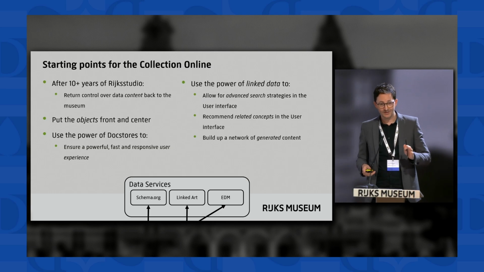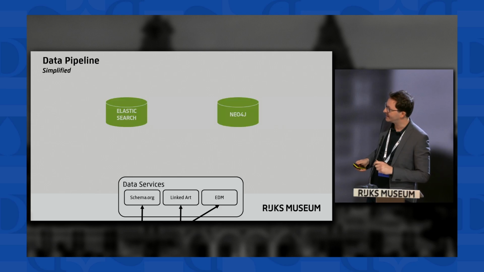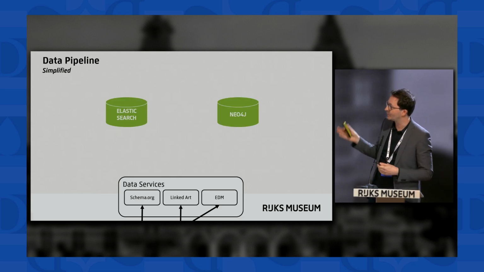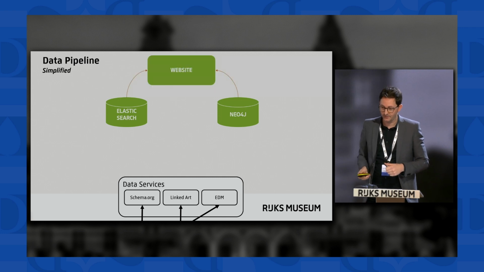So, Antoine promised you architecture diagrams. Here it comes. So we have that data services pipeline, and as mentioned before, we knew we had 2 sides to that. So we need a document store, that's Elasticsearch, that was also a core part of the technology stack for Rijksstudio, and we added a graph database. In our case, we chose Neo4j.